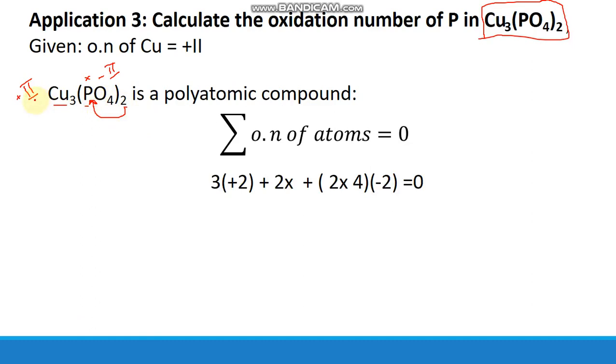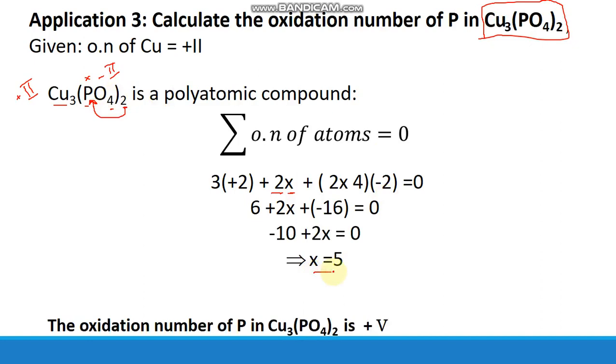So 3 times +2, which is the oxidation number of copper, plus 2X, 2 because we have 2 P atoms and X is the oxidation number. After that we have 2 times 4, because we have 4 oxygen atoms and another subscript times 2, so 8, times -2, which is the oxidation number of oxygen, equals 0. By solving the equation, you get that X equals 5. So the oxidation number of P in this compound Cu3(PO4)2 is equal to +5.